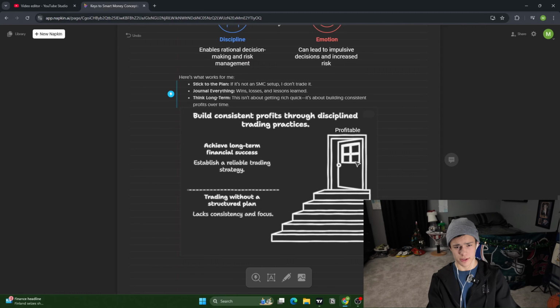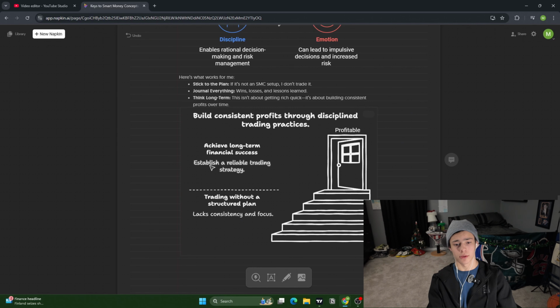First, you want to look long term. This is not a get rich quick thing. It's about building consistent profits over time. And those profits will compound and you'll make money. It's not going to be tomorrow though. I'm sorry to break it to you. So this is the door of profitability. This is how you're going to reach it.